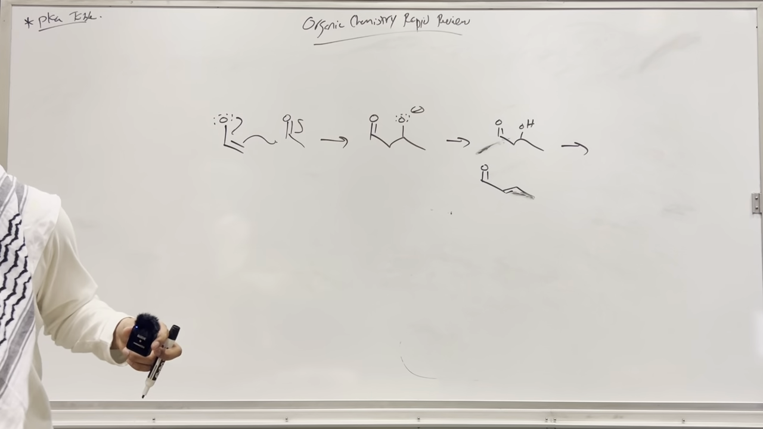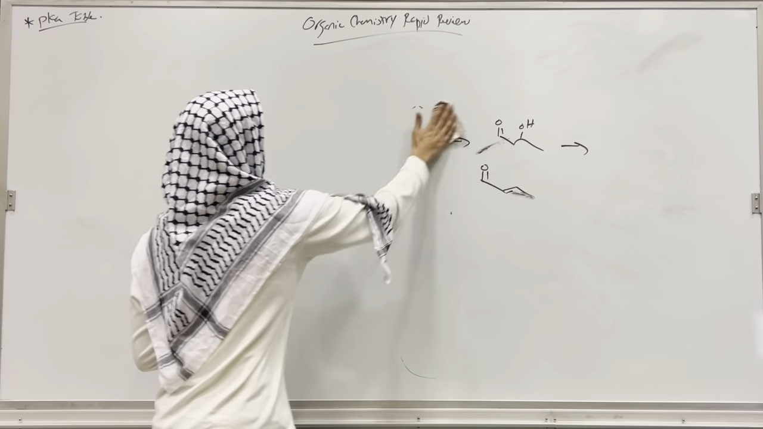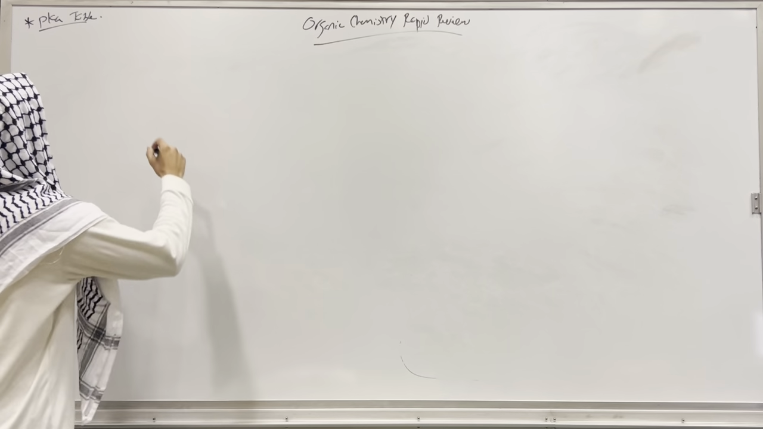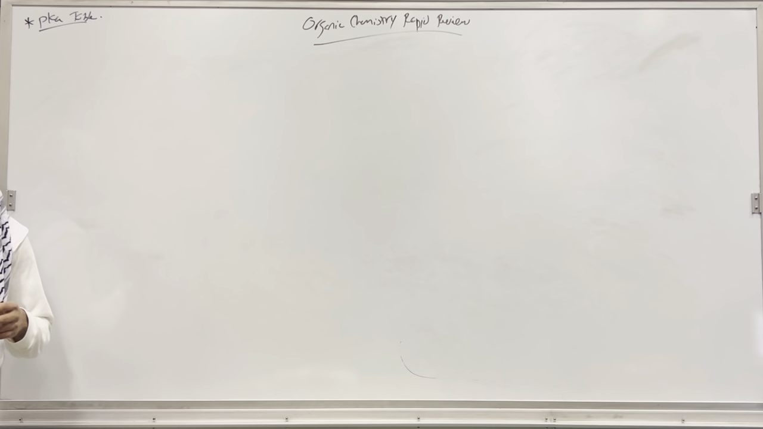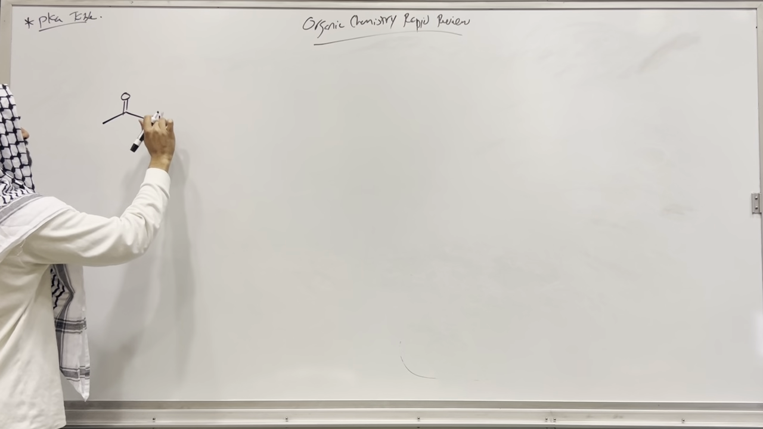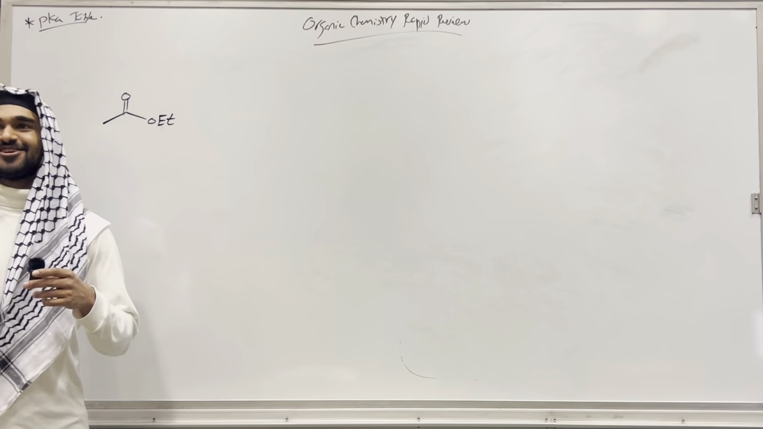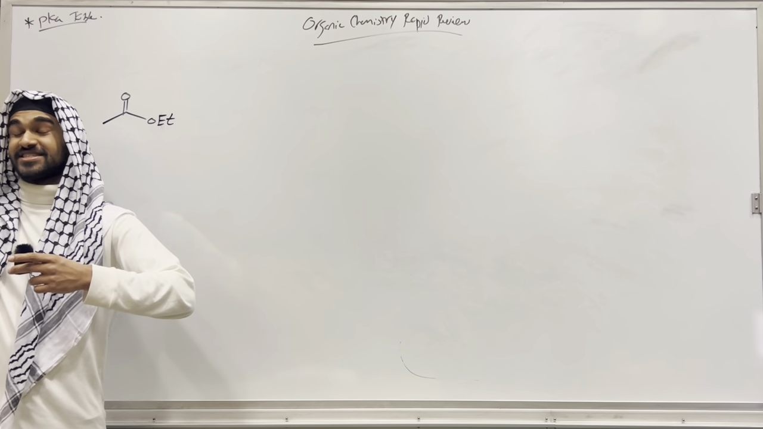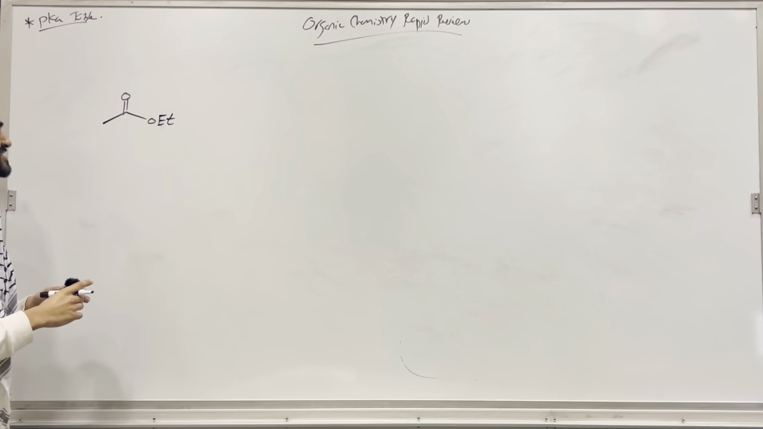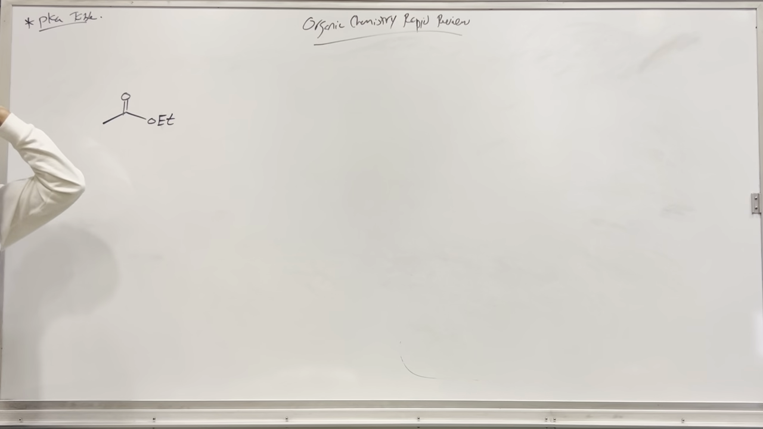The Claisen condensation. The Robinson annulation is like a combination. It's like an intramolecular Michael followed by an aldol. It's so weird. Yeah, so it's Michael, then aldol. Okay, so this guy, right?